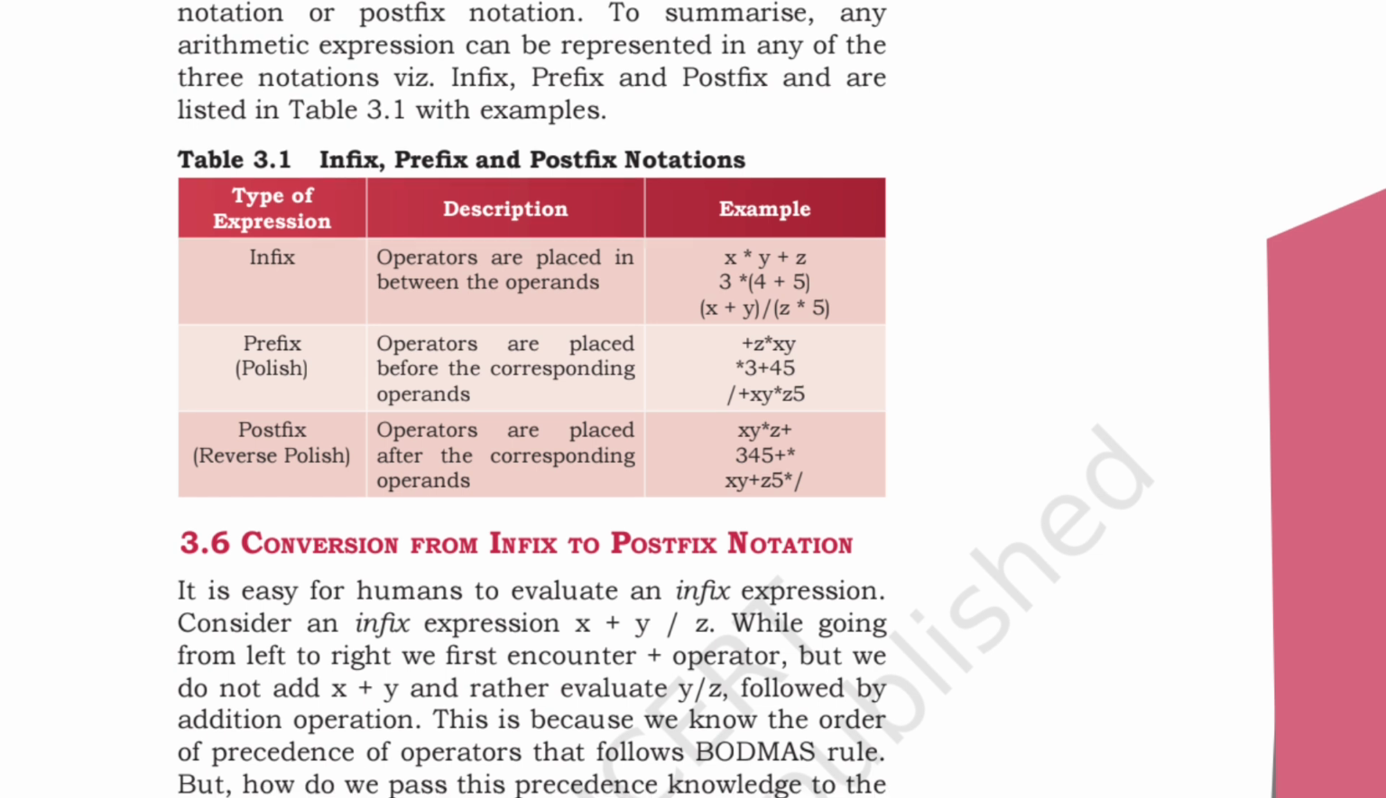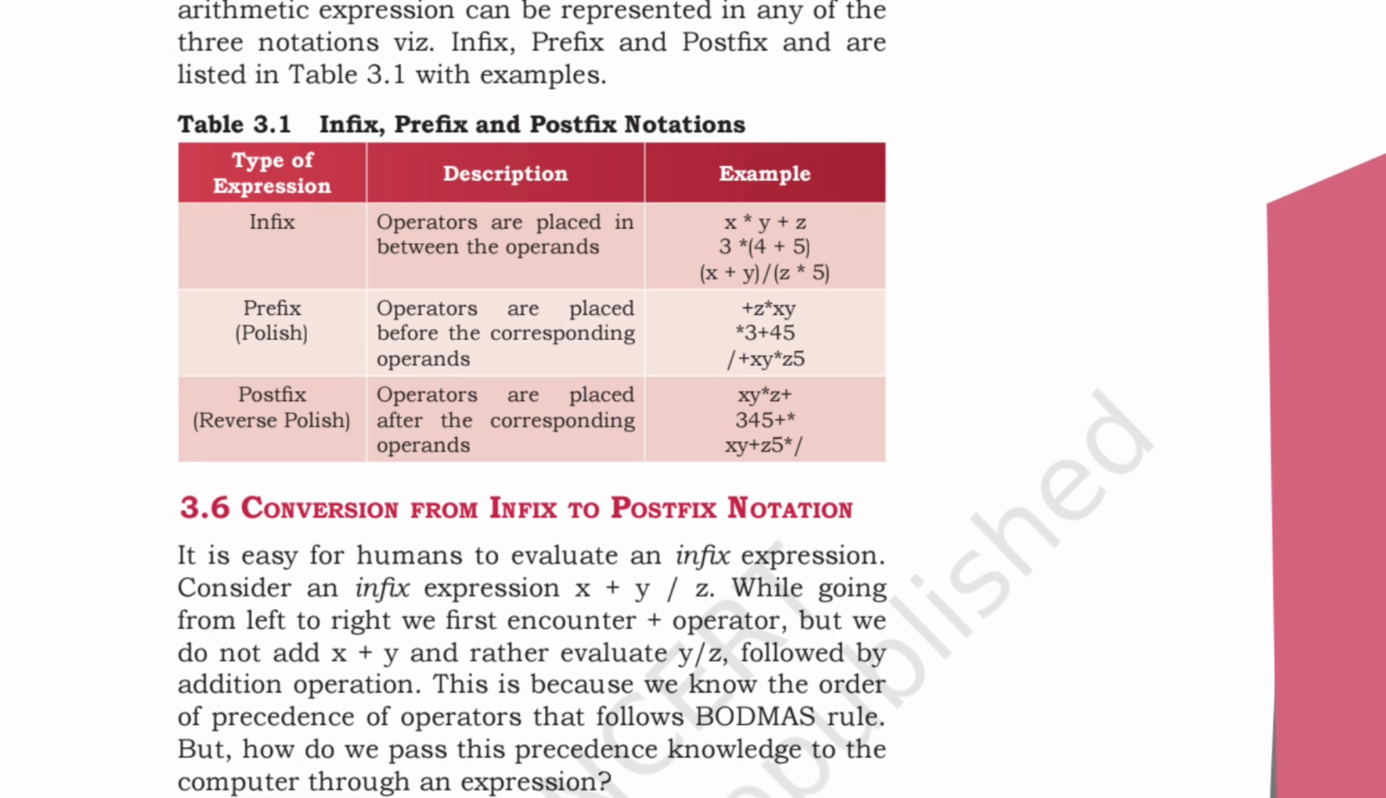Then postfix, reverse Polish: operators are placed after the corresponding operands. So we put xy into then z plus. If it is x into y plus z, why are we taking z first? Because it is x into y. So we can take it as into xy plus z. This is also possible. Now this into 3 plus 4 5.